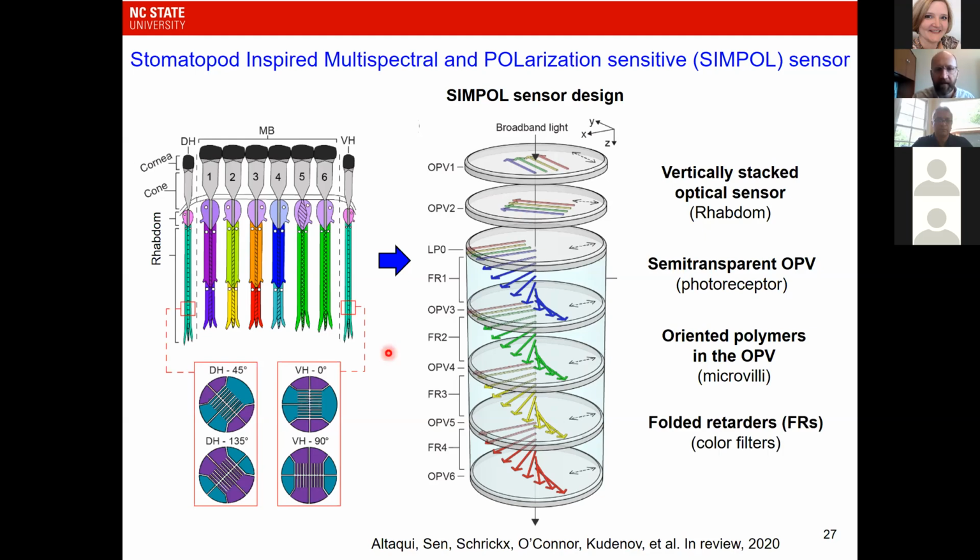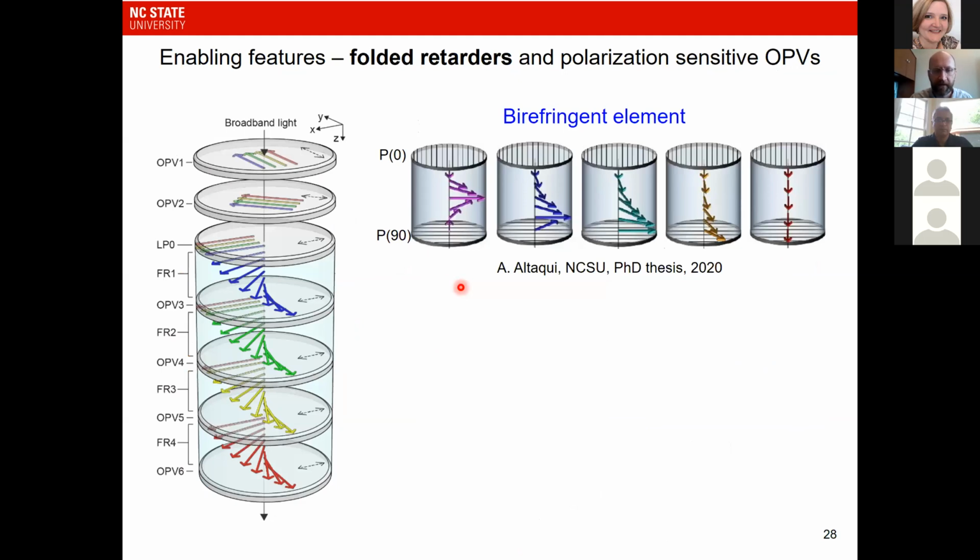And then lastly, the color filter is done with something called a folded retarder. These elements here called FR. Really the enabling features for this design are the polarization sensitive photodetectors and the folded retarders that do the color filtering. So I just want to talk about those briefly if I can.